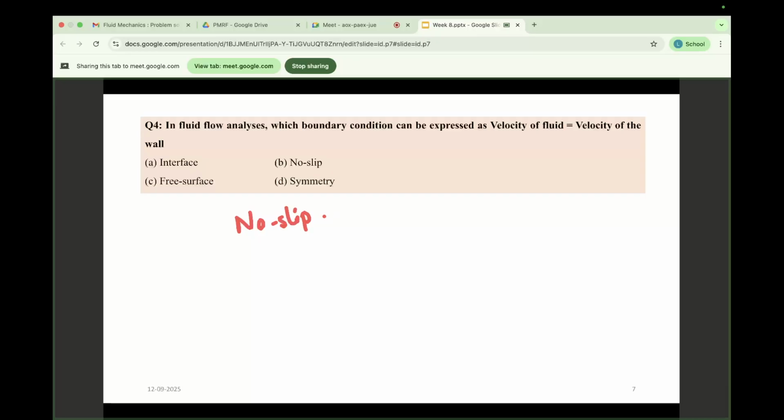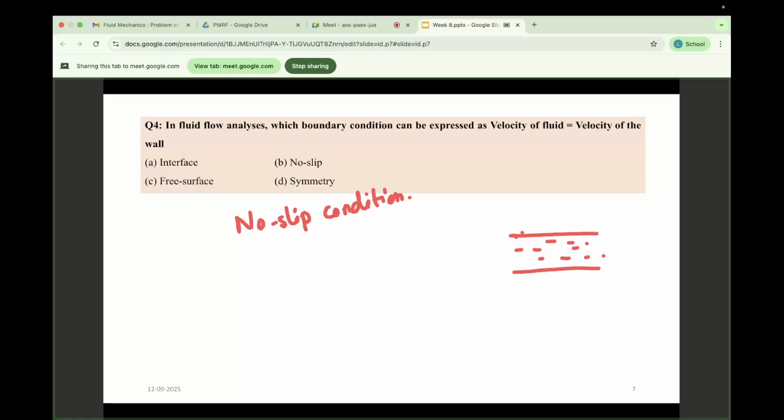No-slip boundary condition. What does it state? Say there is a plate, and fluid is moving in between the plates. If the plate is at rest, not moving, then in that case we have to assume the velocity near the wall, almost adjacent to the wall, should be zero.